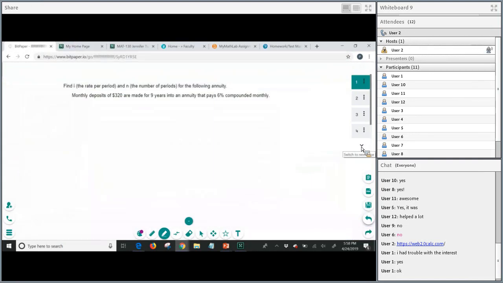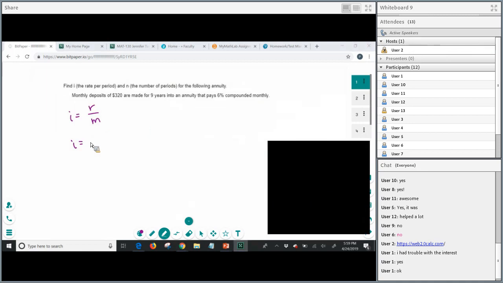So here's the first example for this week. It says, find I, the rate per period, and N, the number of periods for the following annuity. Now remember, we just saw this again on the slides. Remember, I is equal to R over M. R is the annual interest rate, and M is the number of periods you have in 1 year. Okay? So the I here is going to be equal to, in this question, what is R? What is the annual interest rate?